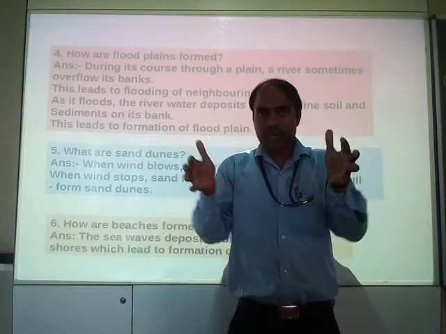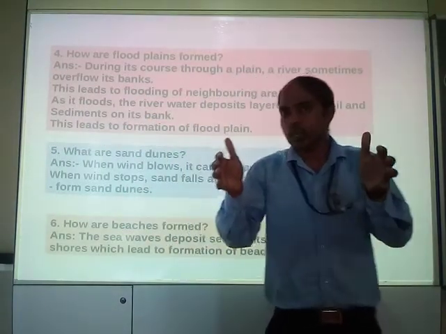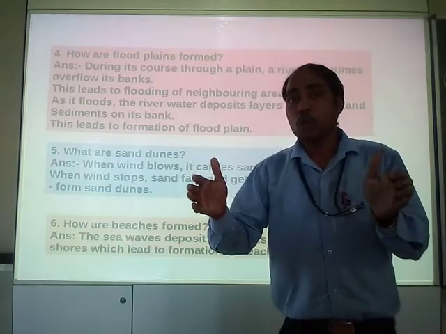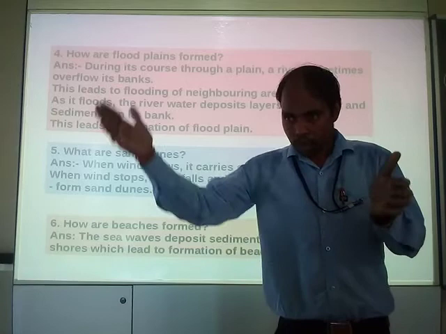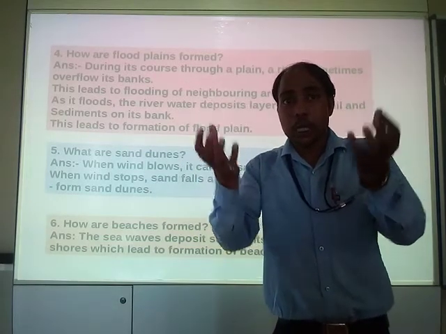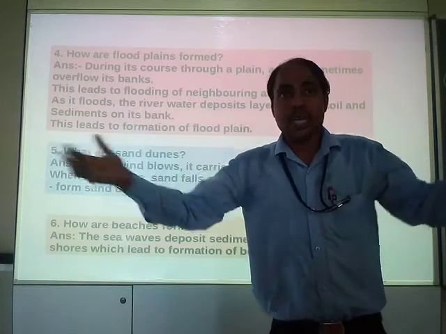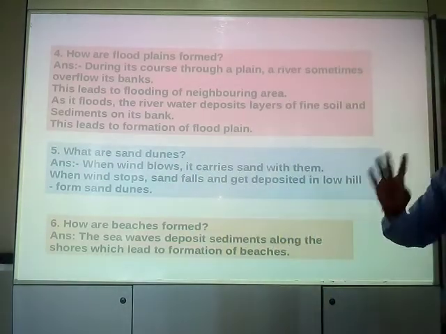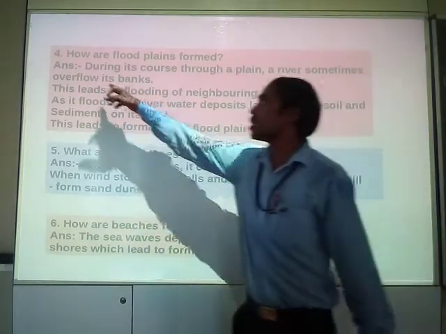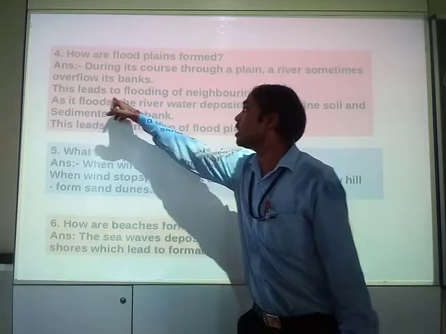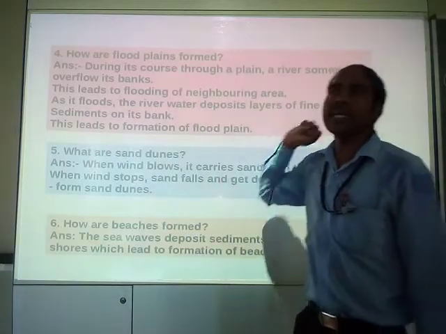Suppose there is a river, and there is a boundary of the river. The river extends up to this much area. When the water comes, more and more water fills up in the river and it overflows. It breaks away its banks. Banks means edge. So when the river overflows its bank, it leads to flooding of neighboring areas.